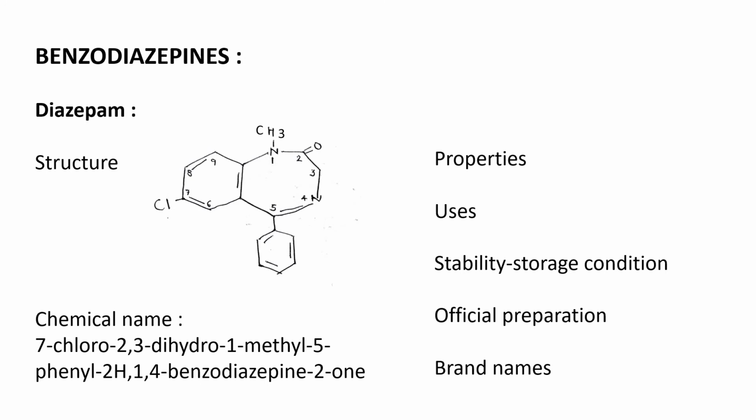Uses: it is used for control of anxiety and tension states, for relief of alcohol withdrawal symptoms, for relief of skeletal muscle spasm. Parenterally, it is used in treatment of epilepsy and in pre-anesthetic medication during surgical procedures. Official preparations: diazepam capsule IP, VP, diazepam tablet IP, VP, diazepam injection IP, VP, diazepam elixir BPC.